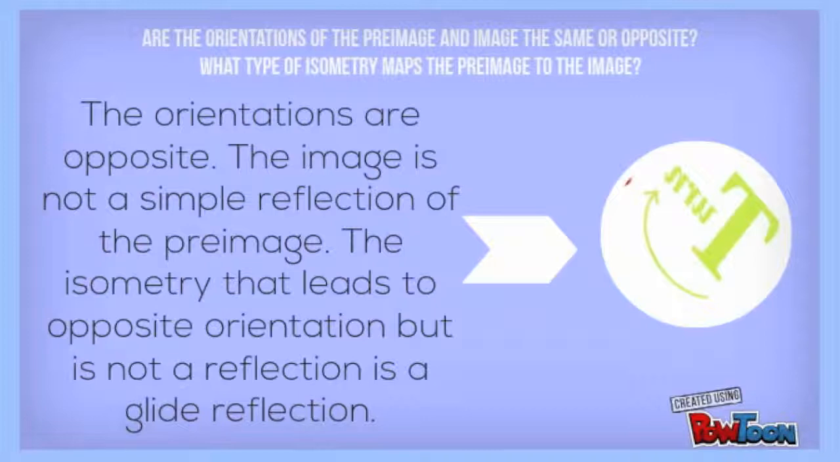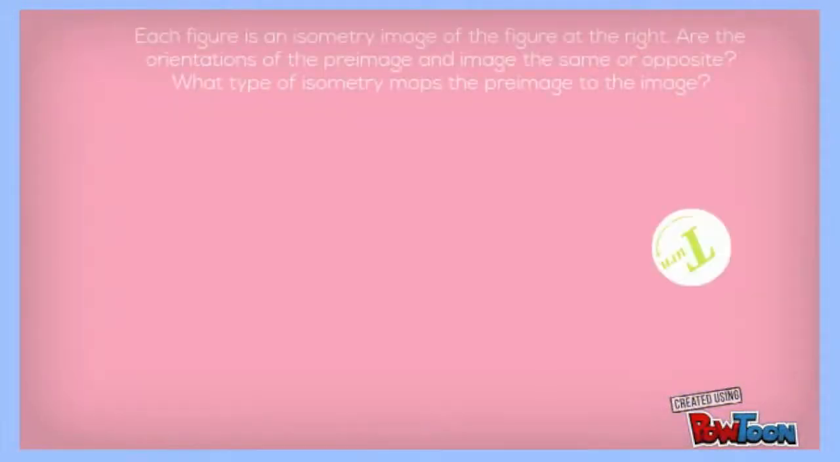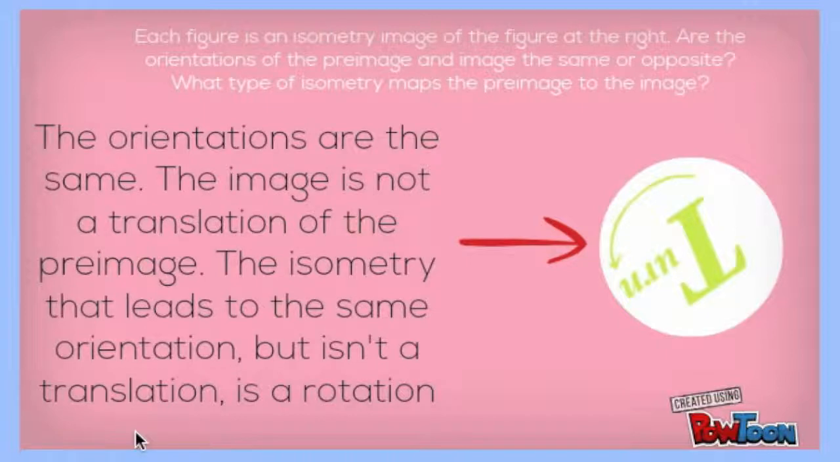Like the figure here, the way it's reflected is that the whole word is entirely flipped in comparison to the image in the previous slide, and this kind of thing is called a glide reflection. Now, how do you figure out if the figure is an isometric image or not? Each figure is an isometry image of the figure at the right. Are the orientations of the pre-image and image the same or opposite? We're asking what type of isometry maps the pre-image to the image.